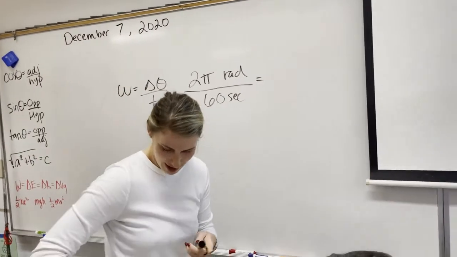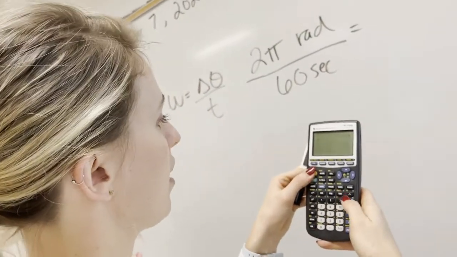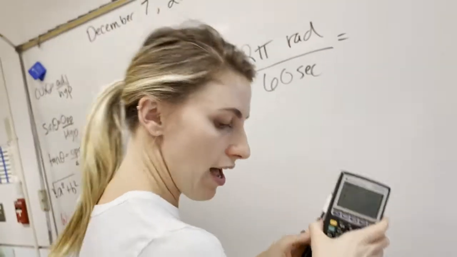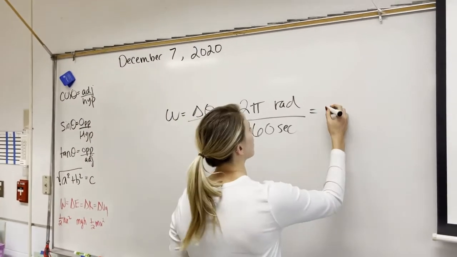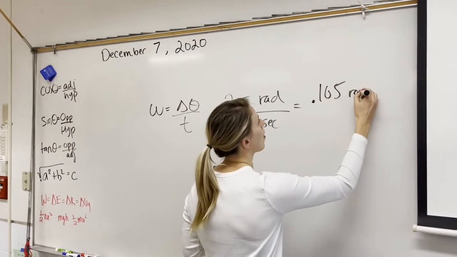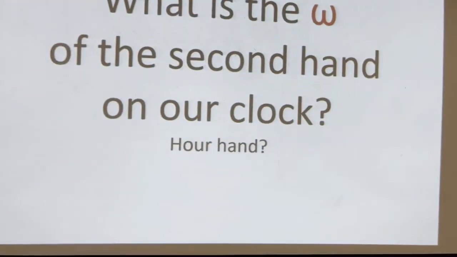Okay. So 2 pi divided by 60, and I get 0.105 radians per second. That means in 1 second, it goes 0.105 radians. Bada boom. What about the hour hand?